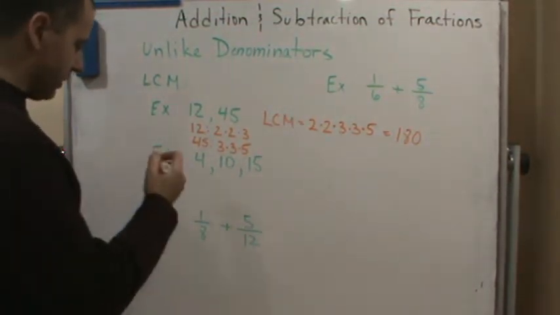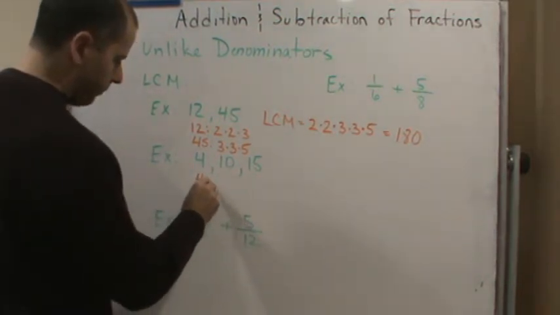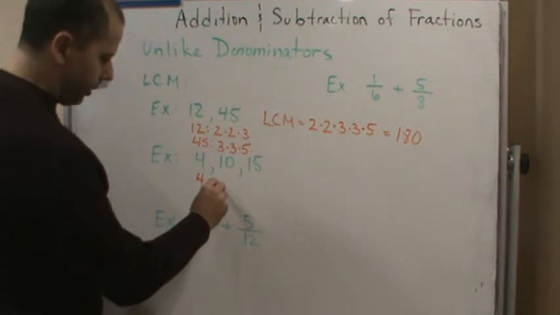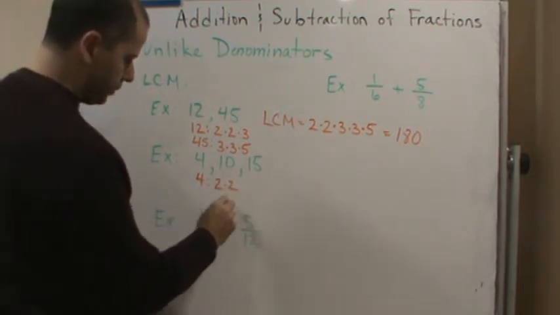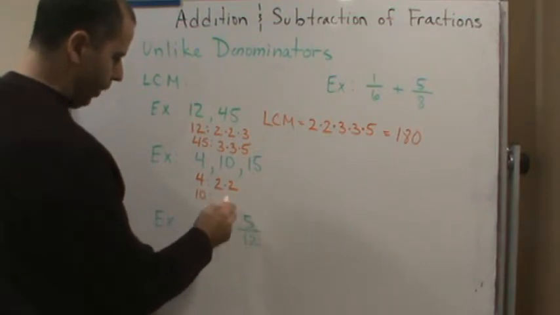But let's prove what I get. The prime factorization of 4 is just 2 times 2. The prime factorization of 10 is what?